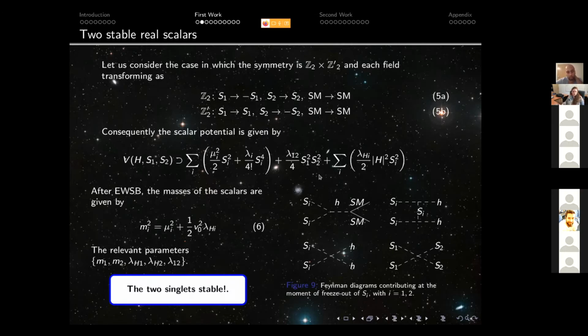This is an important term that we are going to take into account, with this dimensionless parameter, lambda_12. So after electroweak symmetry breaking, we get the two masses for the two scalars. The relevant parameters are the two masses, the two Higgs portals, and the interaction between the two scalars. Here is just a set of the tree-level diagrams of the dark matter particles, or the stable particles in this case.